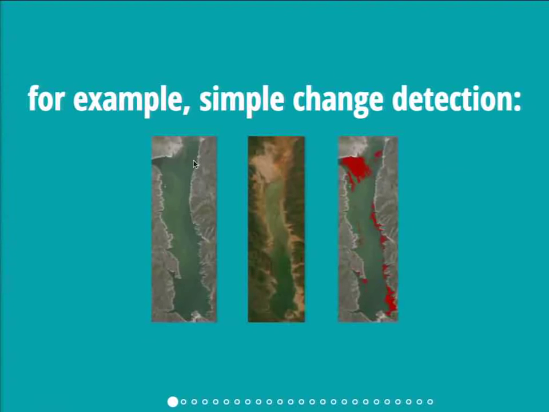An example is a reservoir in California, which has a slight drought condition, as you may know. Here is a before image on the left, and on the right we have a relatively current state of affairs, and here we have the resulting change mask that is calculated with a very simple algorithm in this case.